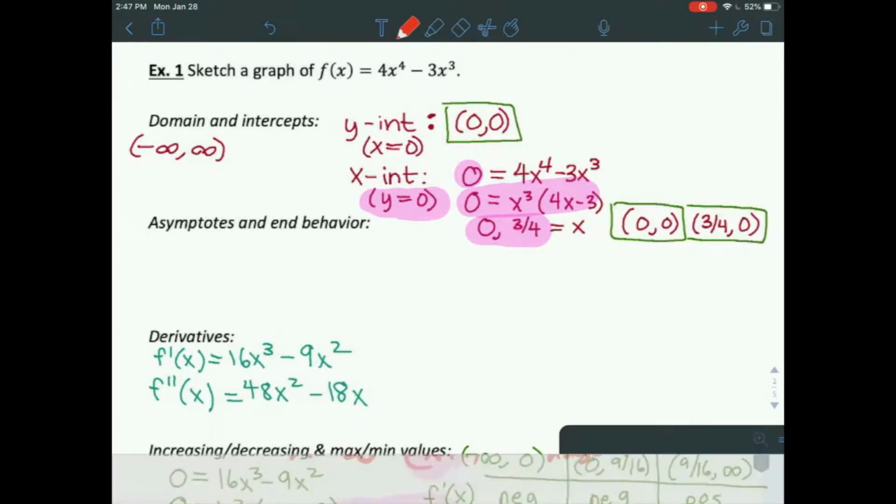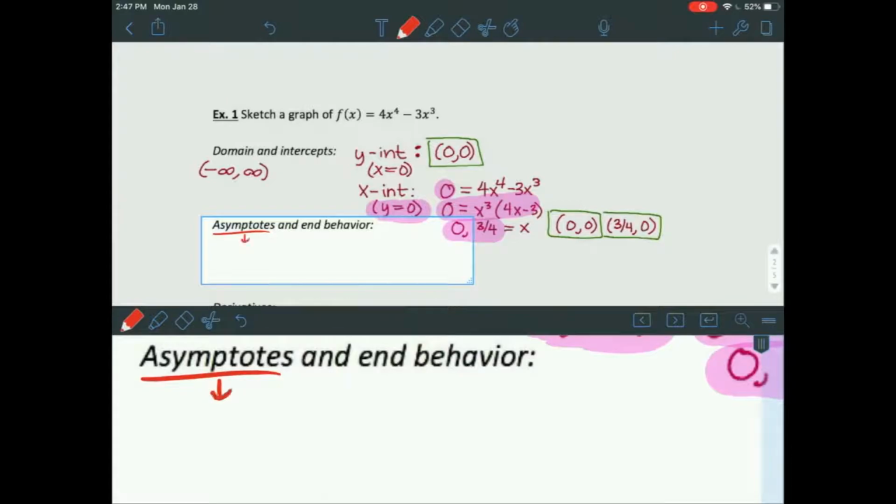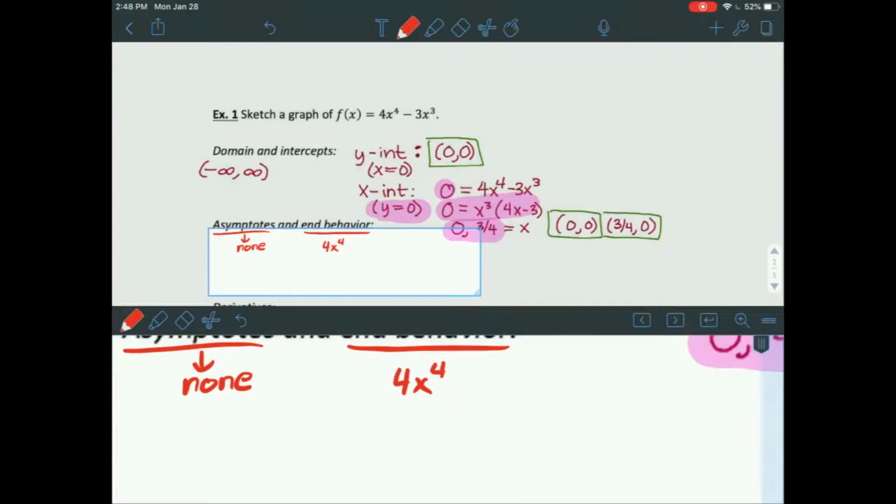We're going to go ahead and do our asymptotes or end behavior here. There won't be any asymptotes because it's a polynomial function, not a rational function. So there's no denominator that could be equal to 0 for a vertical asymptote. And it actually won't have any horizontal asymptotes either. We do know what the ends will look like if its highest degree term is 4x to the 4th. I don't know if you remember this from Algebra 2 or not, but even degree polynomials, both ends either go up or down. And since it's a positive 4, we know that it's going to go up on both ends.